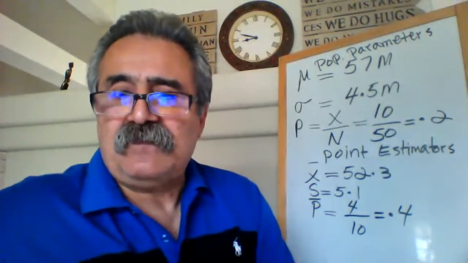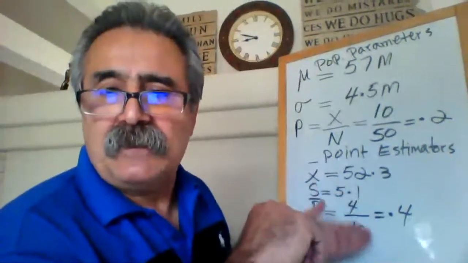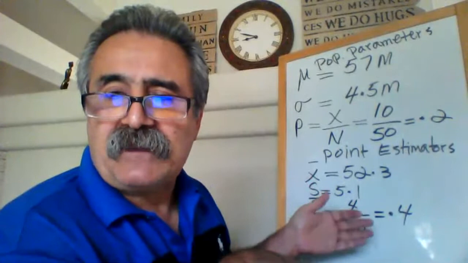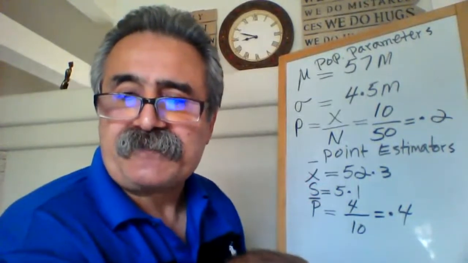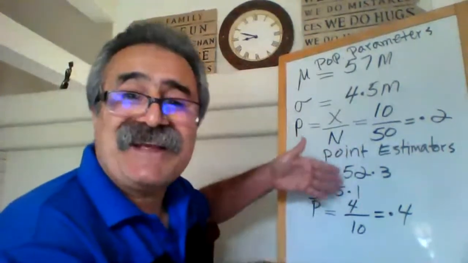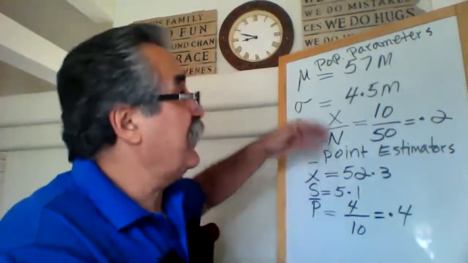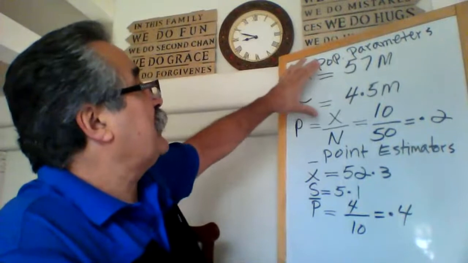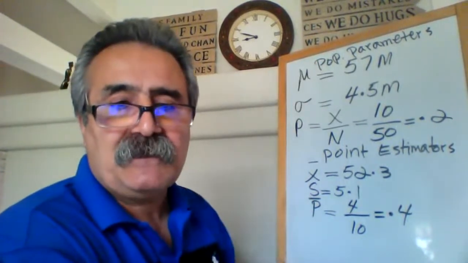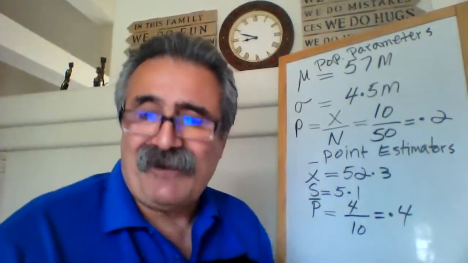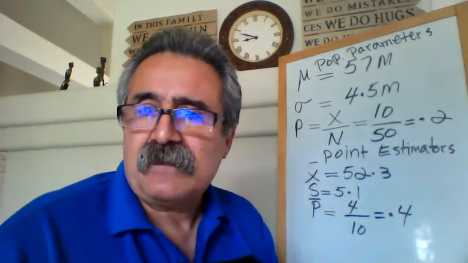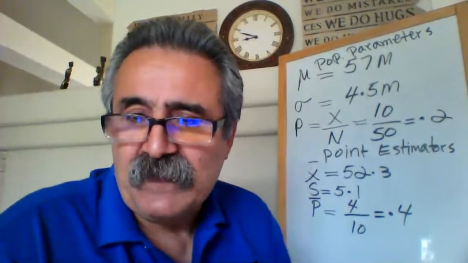So all you have to do is just compare the two if you wish. Compare the two and see if there's a significant difference between the two sets of calculations, your population parameters and your point estimators. Now I'm done with this explanation of homework number 4.